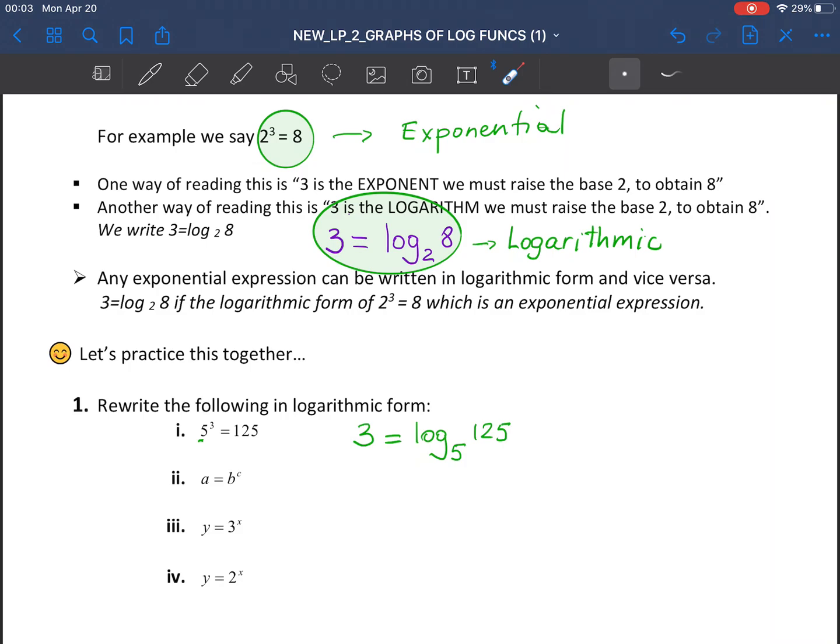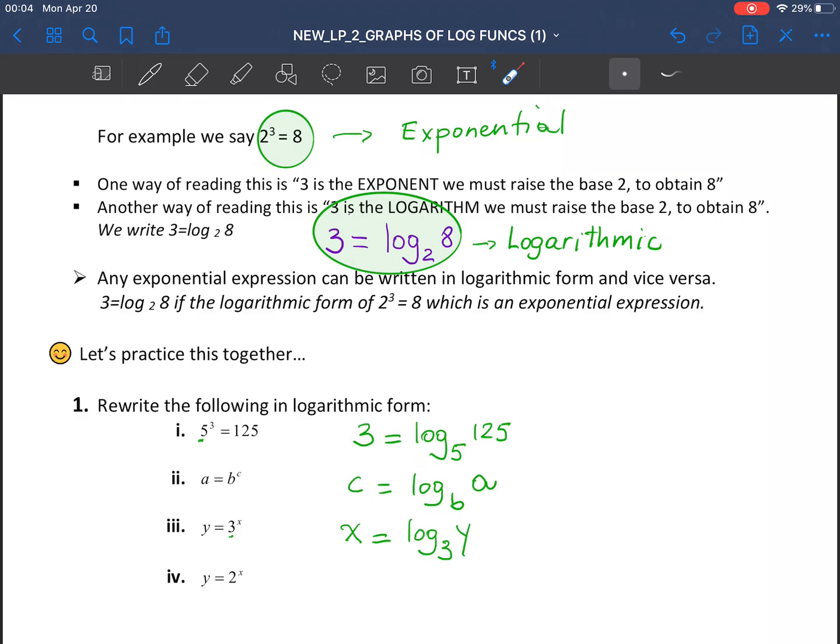Next example. The exponent is c. So we say c is the logarithm. We must raise the base b to obtain a. Next example. The exponent is x. x is the exponent, or we say log. We must raise the base 3 to obtain y.